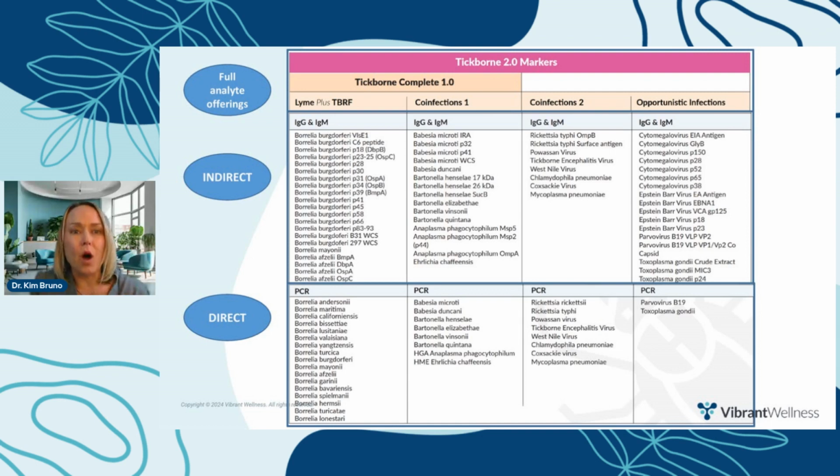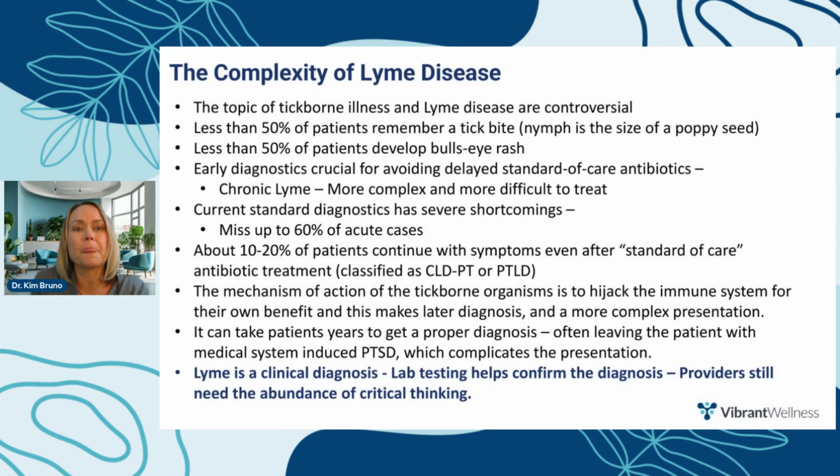Remember that we have all of the different markers, full analyte offerings for indirect and direct offerings. And so you can choose Tickborne 1.0, Tickborne 2.0, or you can order individual columns for the most comprehensive testing. And once you have the most comprehensive testing, then we know our patients are not falling through the cracks with getting a negative test if they were maybe positive for something that wasn't tested. So we want to try and test as many pathogens as possible.